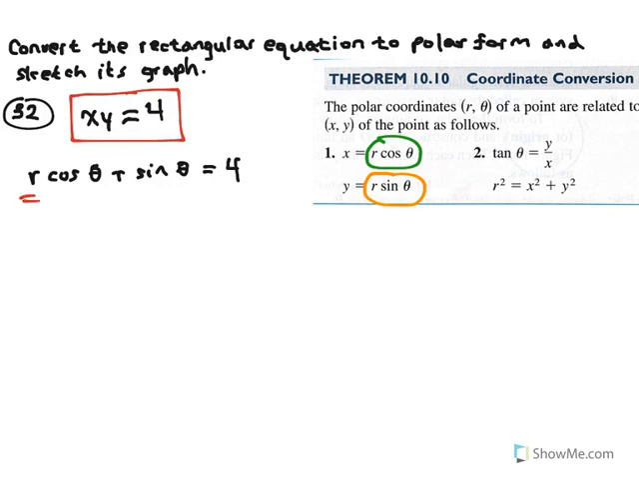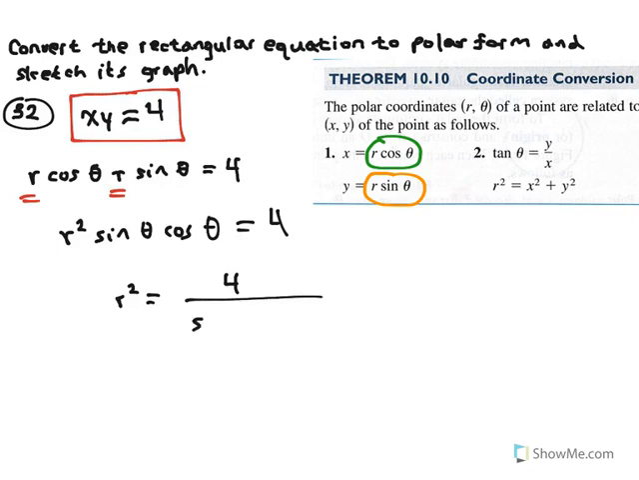So you have r times r, that's going to be r squared, and then we have sine theta times cosine theta, or you can write cosine theta times sine theta, that's equal to 4. And we can get r squared isolated. You could take the positive and the negative square root, or you can just leave it like this. And that would be your rectangular equation converted to polar form.